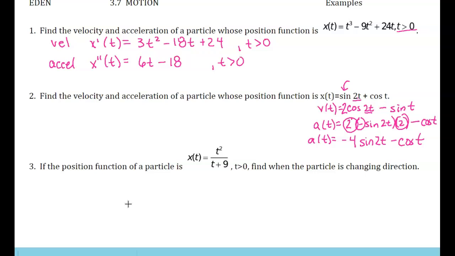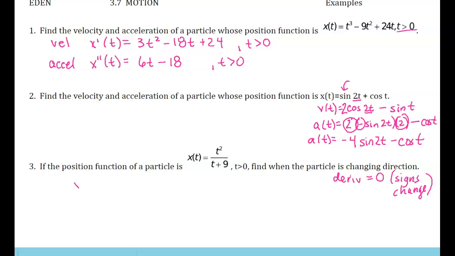So number 3, if the position of a particle is given by this, find when the particle is changing direction. So what I want to know is when I'm at rest, so I want to take the derivative and set it equal to 0. And then I really do want to check the signs to see that they change. So I'll show you how to do that. Sometimes they won't change. Most of the time they will though, but I could pick some functions, especially with piecewise.